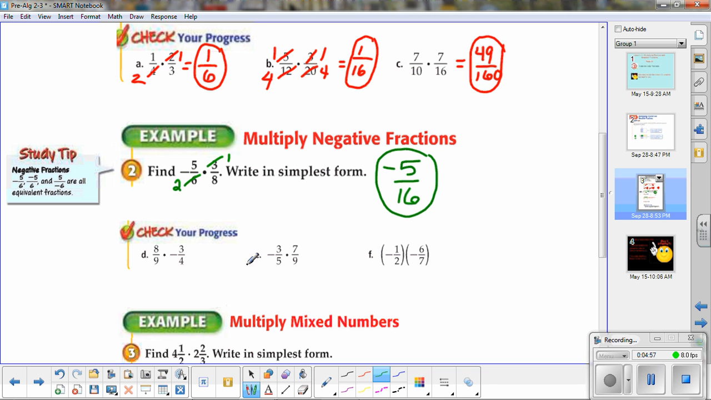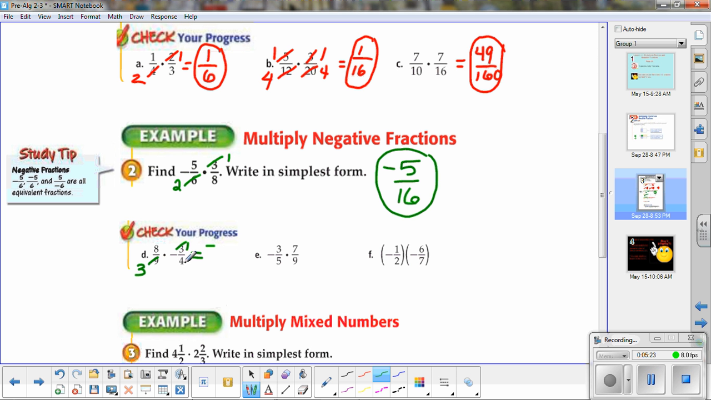You could pause the video now and try the next 3. All right, in this example, positive times a negative, I'm going to decide right now that it's going to be a negative answer. So I'm going to put that over where my answer is going to go so I don't forget about it. I can simplify the 3 and the 9 by dividing both by 3. 3 goes into 3 once. 3 goes into 9 3 times.